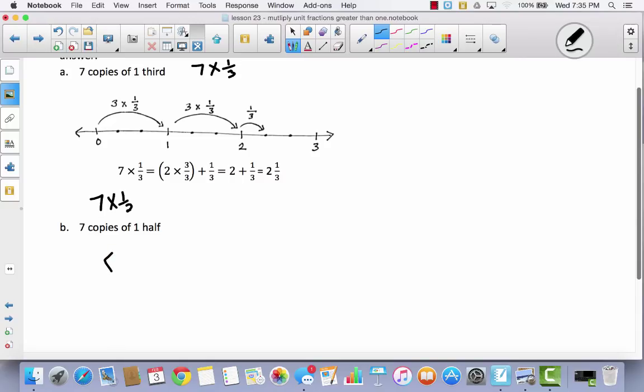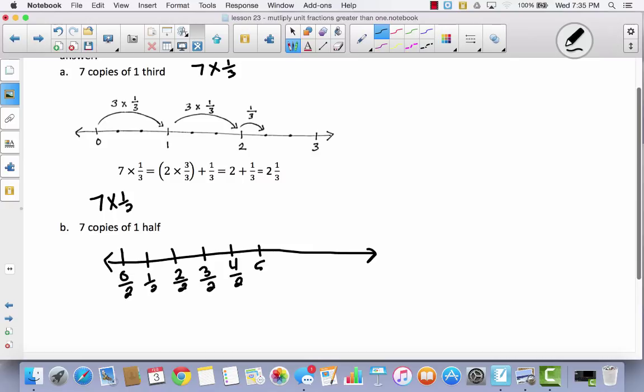So let's draw our number line here. And we're drawing halves, and I at least have to have 7. So I've got 0 halves, 1/2, 2 halves, 3 halves, 4 halves, 5 halves, 6 halves, 7 halves, 8 halves. I only need 7, but we've got 7 copies of 1/2. How many halves does it take to make a whole? It takes 2. So we're going to do this in groups of 2, okay?